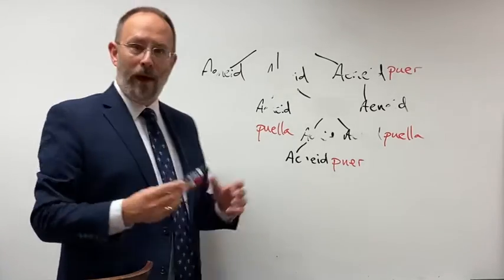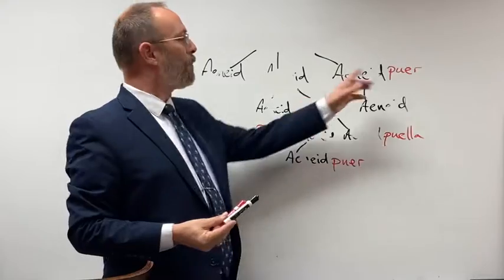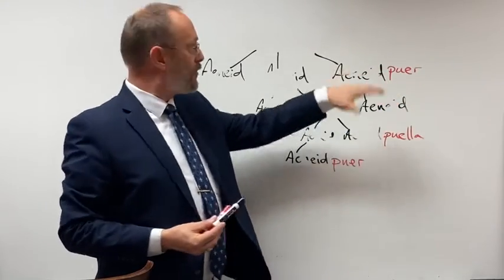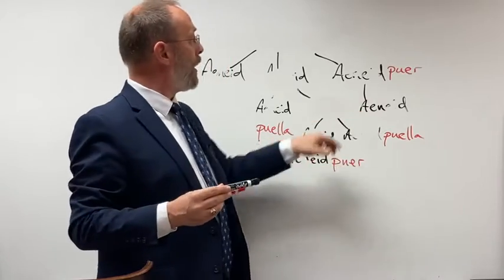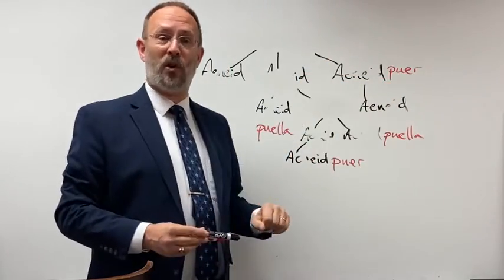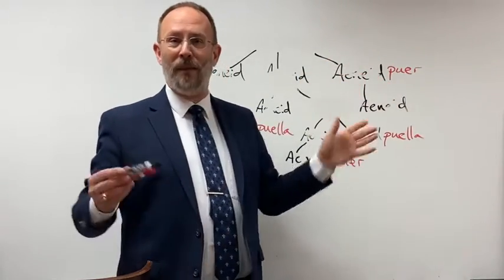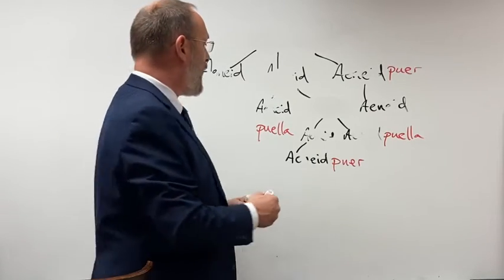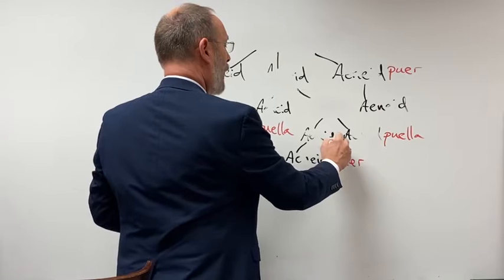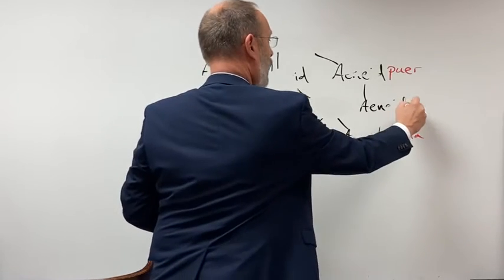Well, one way to figure it out is to say, well, probably the older one, right? It's closer, maybe by several hundred years away still, but at least it's closer to what Virgil actually wrote. And so you may say, well, maybe that one's correct. On the other hand, you may find you've got more manuscripts that had puella.